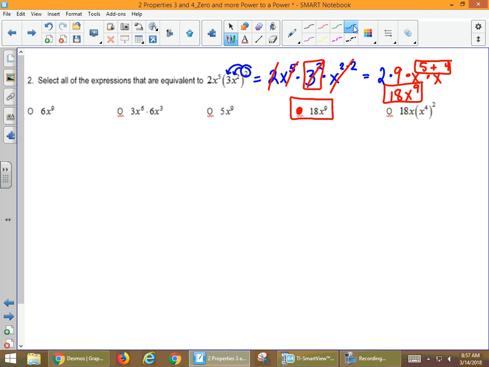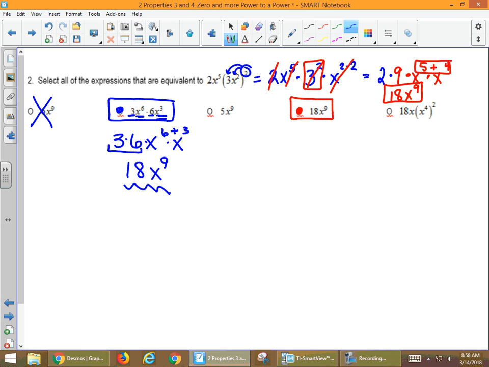All right, what can I get rid of? Can 6x to the 9th be equal to 18x to the 9th? No. Abby just said this one was, so let's reorder. 3 times 6, I like to put my big numbers out front, and my exponents behind it. x to the 6th times x to the 3rd. And then multiply big numbers. 3 times 6 is 18. Add exponents. 6 plus 3 is 9. 18x to the 9th is the same as what we started with.